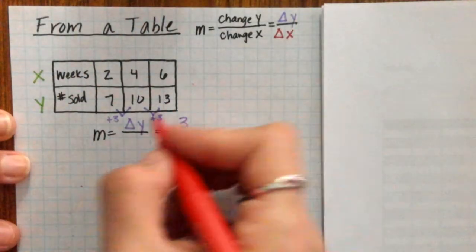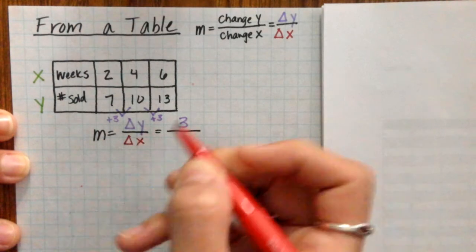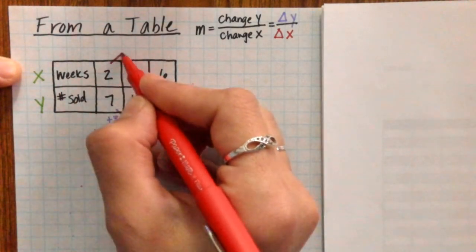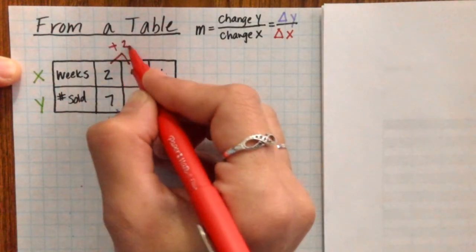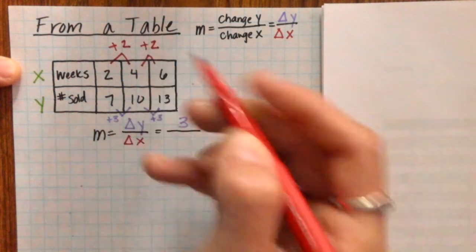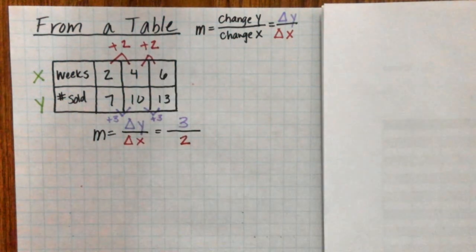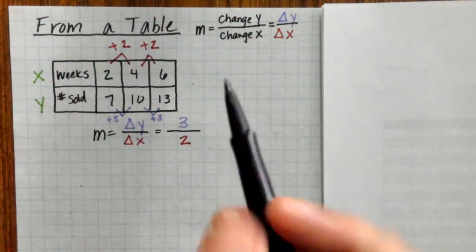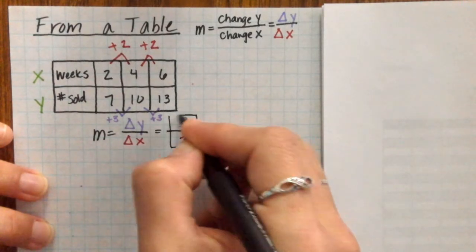When we go to your change in x, which is on bottom, you go up to your x coordinates and say, okay, what happened here? We added 2 each time. So then the 2 goes down here. There is no need to substitute 3 over 2. You're done. Here is your slope.